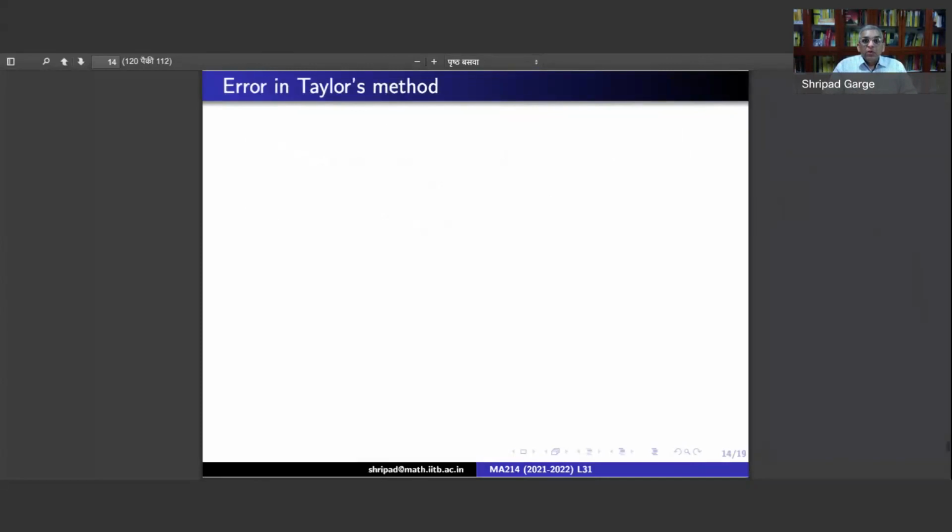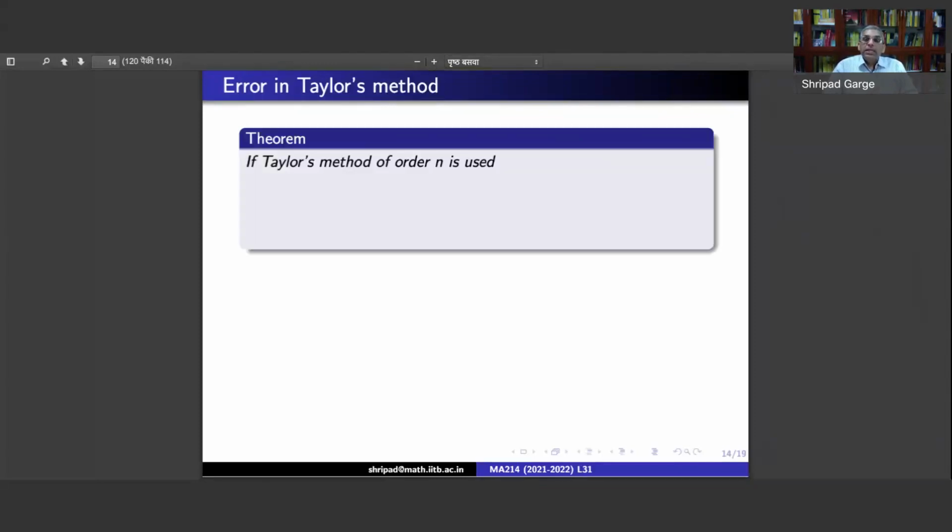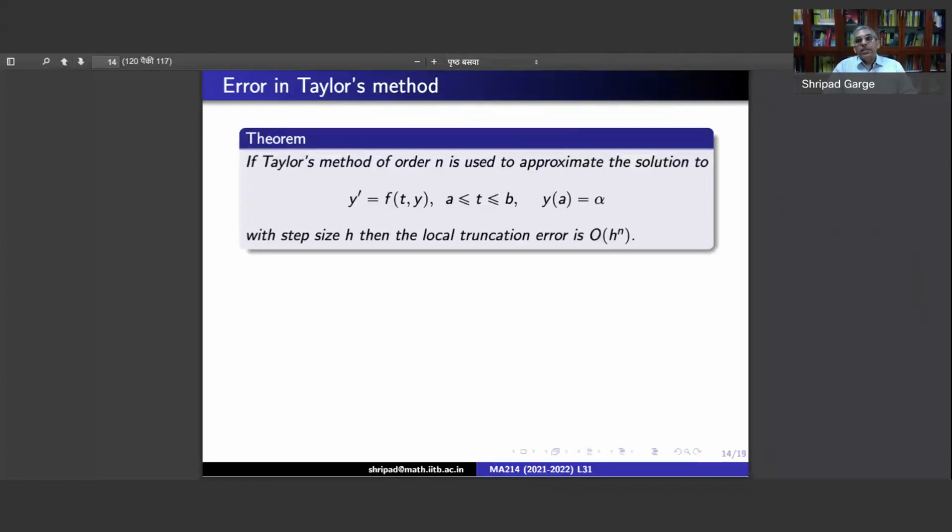Okay, so now we go to the error in Taylor's method before we complete our lecture today. So if you use Taylor's method of order n for getting the solution to our initial value problem, y prime equal to f of t, y, a less equal t less equal b, y of a equal to alpha with step size h. If this is the description of the method that you are using, then the local truncation error is big O of h power n.